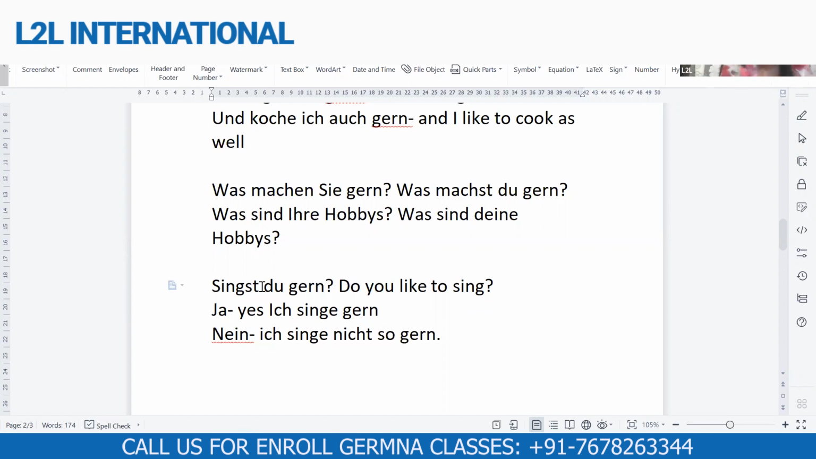Now, will the nicht come before the gern or after the gern? Nicht is pronounced as nicht. It's a way to negate a sentence. But is it before gern or after gern? It's ich singe nicht so gern. We put it before gern. It should come after the verb. Even though nicht has many positions, right now it goes after the verb. The positioning of nicht we will do in B1. It's a long story. Right now, remember, it should come after the verb.